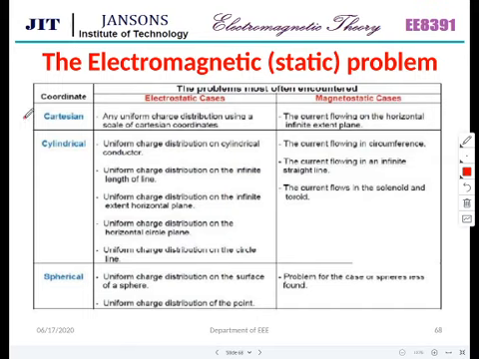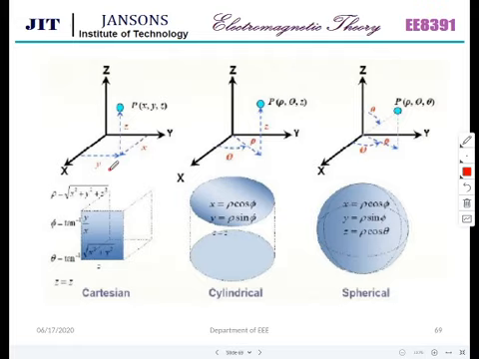The thing is, in the first unit or in the further coming units, we are going to use these three coordinate systems for these derivations. These are the various derivations which are going to use each and every coordinate system: Cartesian, cylindrical, and spherical. I'll come again to this when we are doing the summary. So yes, this is the diagrammatic representation for the three coordinate systems.